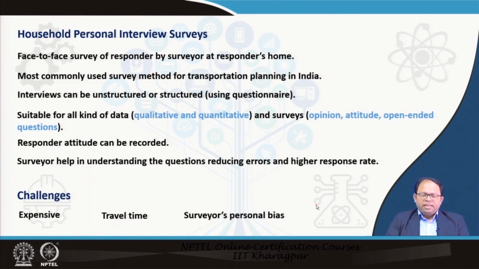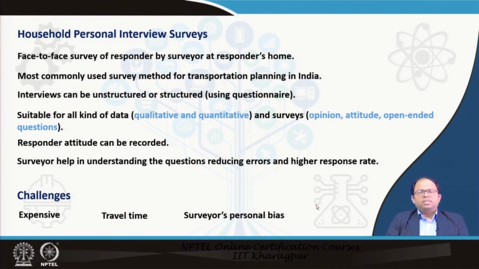And the interviews are in most cases structured, but sometimes it could be unstructured. Structured means we use a questionnaire to survey, and it is suitable for both qualitative and quantitative surveys. And we can use either an opinion survey or attitude survey or open-ended questions. Anything could be taken up in this kind of survey, because we are doing face-to-face, and whichever way we feel appropriate should be taken up. And we can also record the respondent's attitude in this kind of survey.